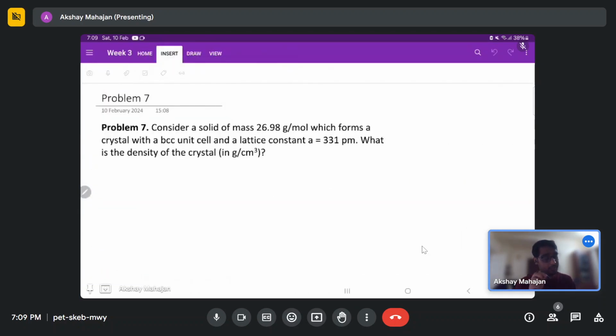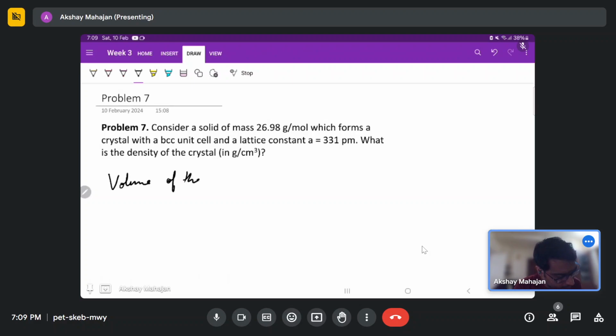Okay, so let's go to problem number 7. Now what we have in problem number 7 is consider a solid of mass 26.98 gram per mole which forms a crystal with a BCC unit cell and the lattice constant A is equal to 331 picometer. So what is the density of the crystal? That has been asked to us. So find the density. First we know the volume of the unit cell in this case.